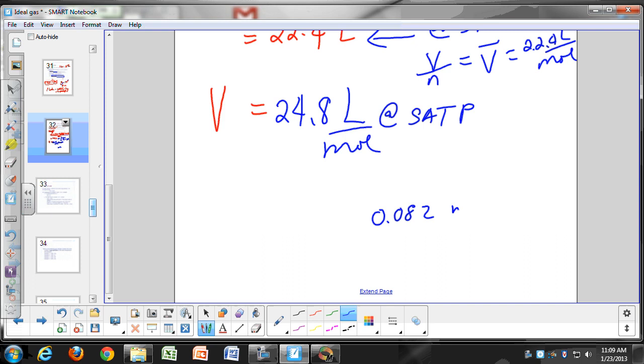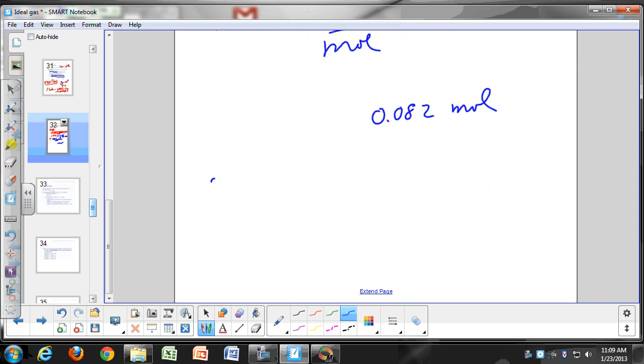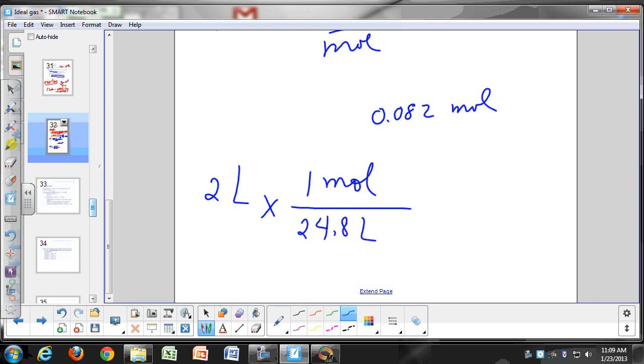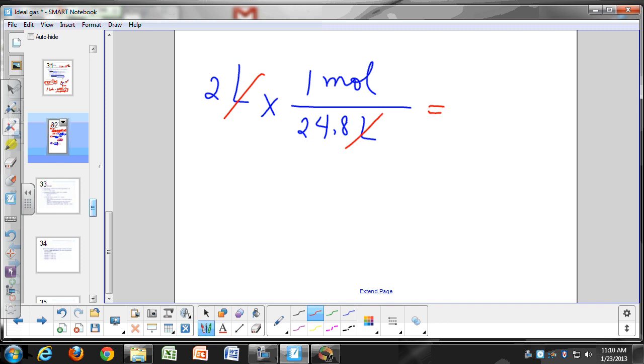0.082 moles. Let's see. You have 2 liters times 1 mole at SATP is how much? About 24 liters, 24.8 liters. So 2 out of 25, 1 out of 25 is 0.04, right? So 2 out of 25 would be about 0.08. So that's about right. Okay? So that many particles of air in your 2-liter sample.